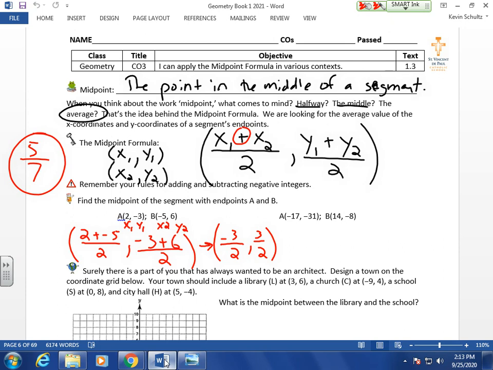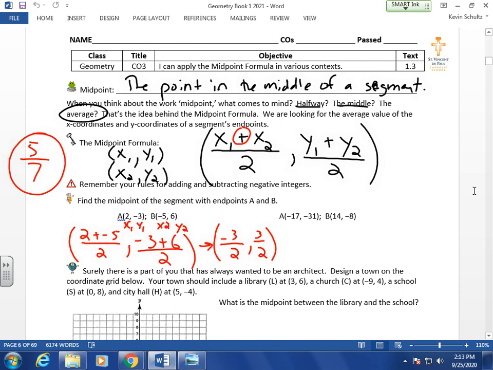Well, the midpoint, remember, is an ordered pair, which means it has an x coordinate and a y coordinate. So the x coordinate of the midpoint is negative 3 halves. The y coordinate is positive 3 halves. Don't do this on your page because we'll use this coordinate plane for something else.